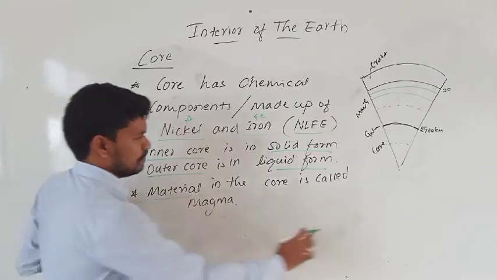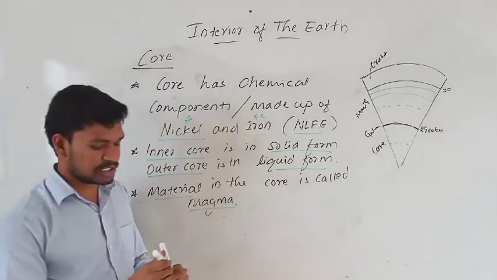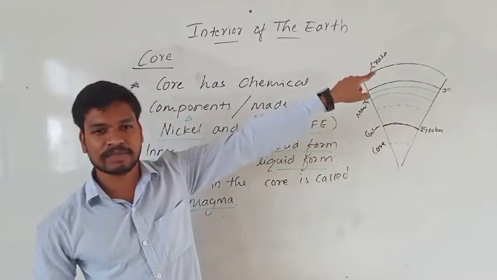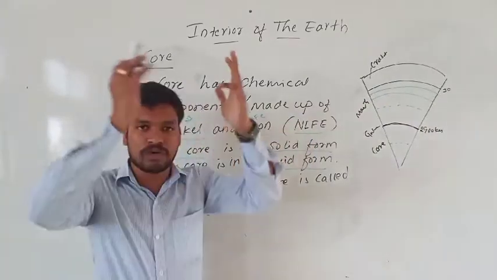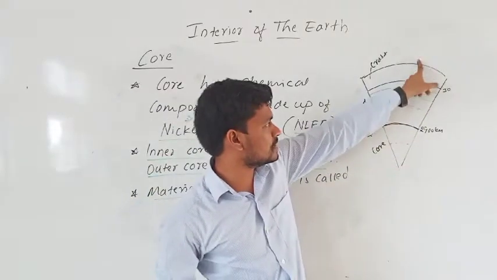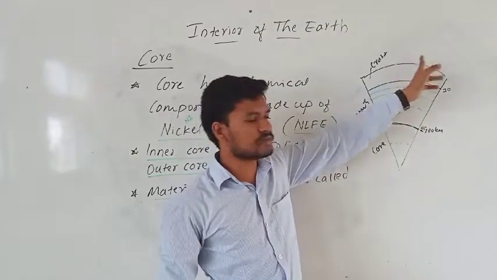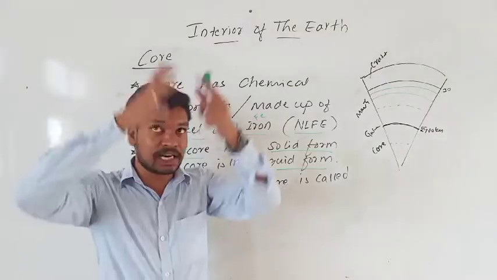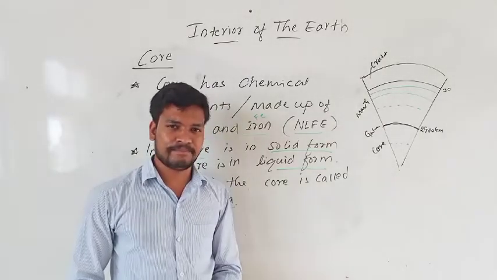The material in the core is magma. When this magma comes out of the surface, we call it lava. What do we call the process when it comes out of the earth's surface? What name do we give it?